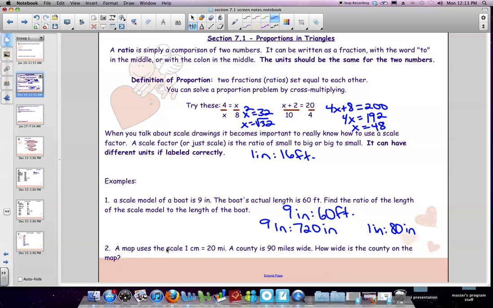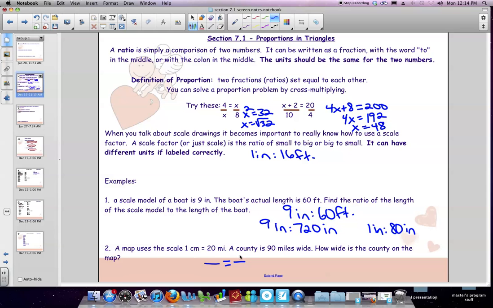Maps use scales all the time. One particular one uses 1 centimeter equals 20 miles. If the county is 90 miles wide in real life, how wide is it on the map? There are a couple of different ways to solve this. The easiest way to do that is using a proportion. So we are going to set up something over something equals something over something else, and we're going to solve it by cross multiplying like we did up above.